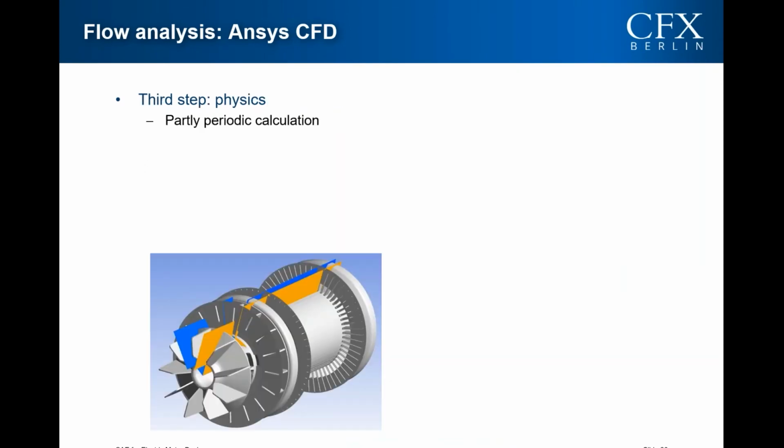The third step is to define physics and boundary conditions. The calculations were done with periodic assumptions in the inner parts of the machine and the outer fan.